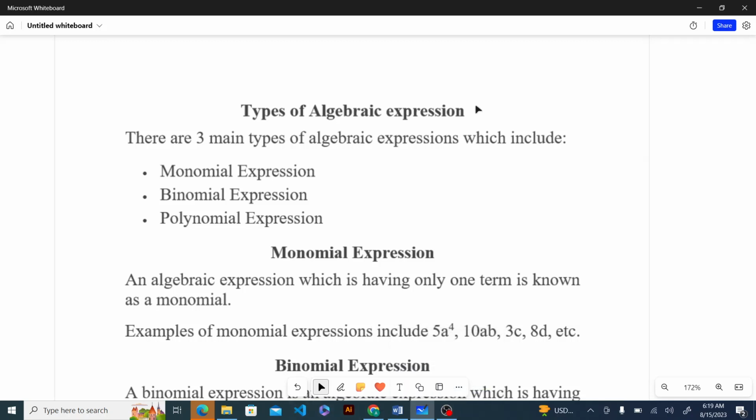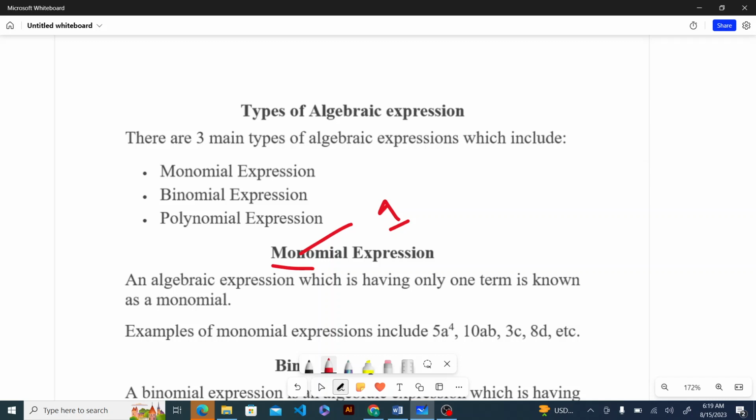So let me read the definition for you first. An algebraic expression which is having only one term is known as a monomial expression. As you all know, mono means one, so it is obvious from the name that the expression which is having only one term in the algebraic expression, that will be called monomial expression.